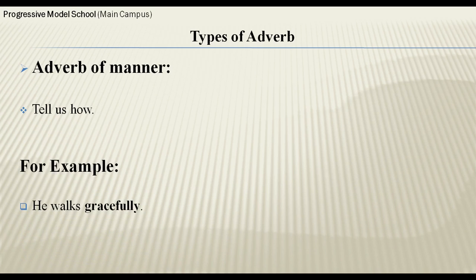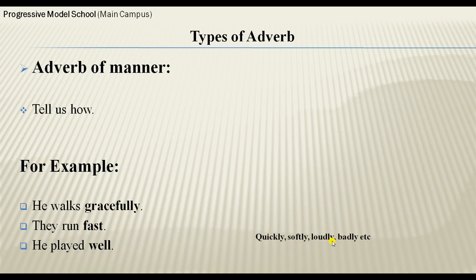He walks gracefully. How does he walk? He walks gracefully. They run fast. How do they run? They run fast. He played well. How did he play? He played well. So the words gracefully, fast, well, these all are the examples of adverb of manner. Some other words like quickly, softly, loudly, badly are also known as adverb of manner.